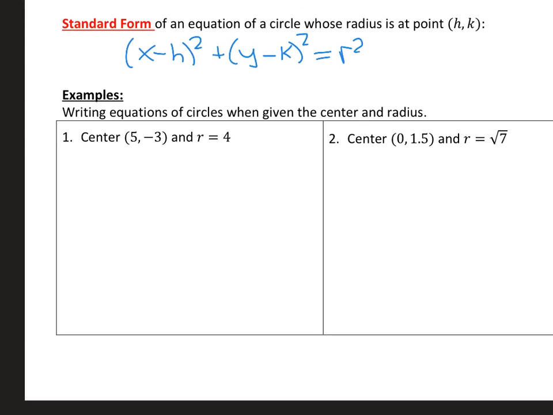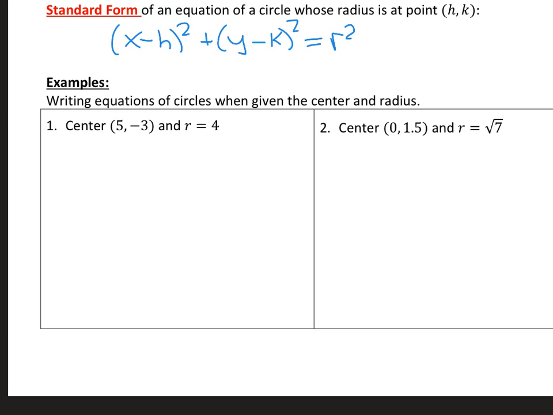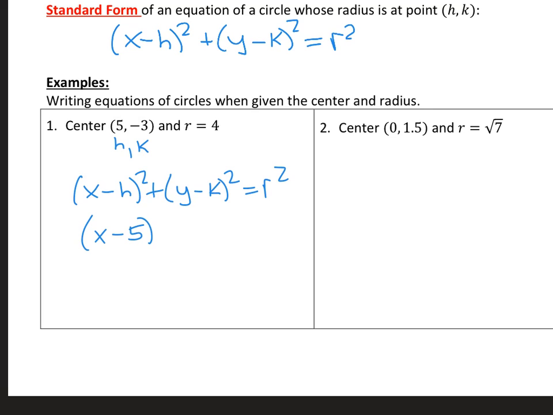I can also write the equations just given the center and the radius. So in this case, again, our center is h, k, and our formula is x minus h squared plus y minus k squared equals r squared. So for this particular example, the equation would be x minus 5 squared, and we've got y minus a negative 3, so that's going to be y plus 3 squared, again equals 16. And this is the standard form, so you would just leave it in this form. And it's called the standard form because you could read the center and the radius right out of the equation.